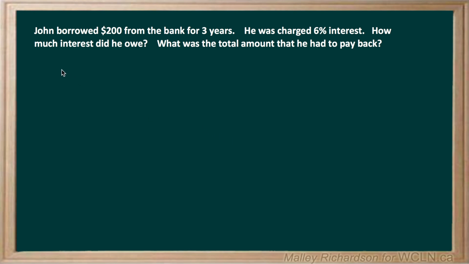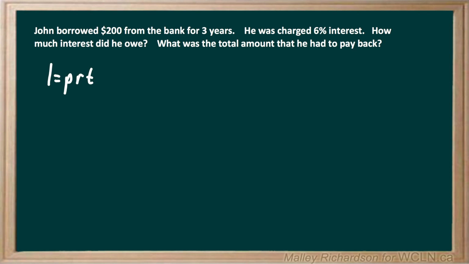So to do this, we are going to use the formula of I equals PRT, where I is the total interest, P is the principal, or how much they borrowed from the bank, R is the annual interest rate, and T is the time, always in years.